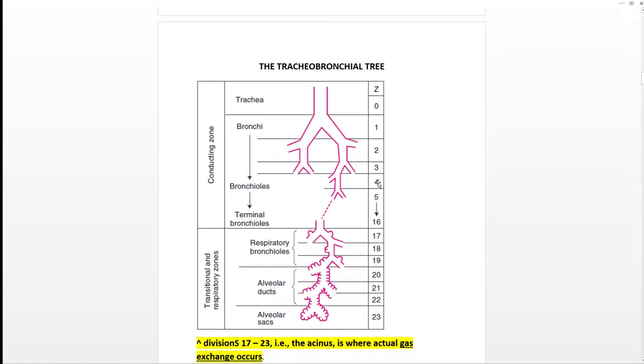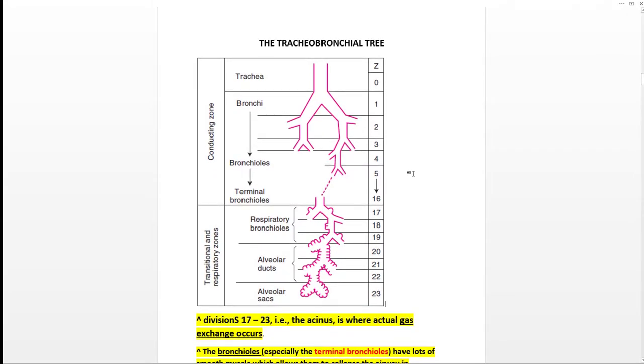Here's the tracheobronchial tree. There are actually 23 divisions of the tree. The last 7 divisions, 17 through 23, are where gas exchange can occur. Of course, you're exchanging what for what? Oxygen is being taken in by the red blood cells, and carbon dioxide is being dumped off. You breathe out carbon dioxide, you breathe in oxygen. You load your red blood cells with oxygen and you kick carbon dioxide out in the lungs.